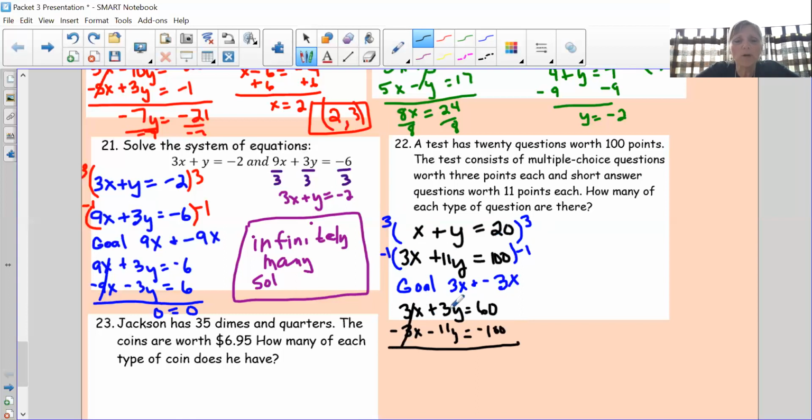Okay, the 3x's subtract away. I'm going to quote the addition rules. Opposite signs, I'm going to subtract. Sign of the larger. Opposite subtract. Sign of the larger. And divide by negative 8. And y equals 5.